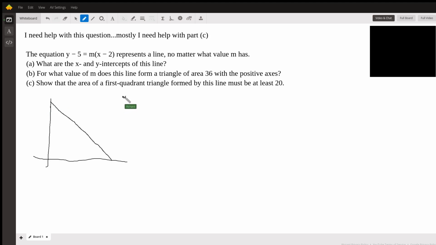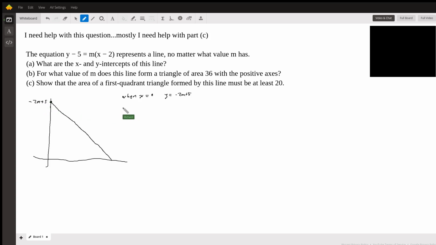So when x equals 0, we get y is equal to, let's see, negative 2m, because it's going to be negative 2m and then plus 5. So we can label this point here negative 2m plus 5.